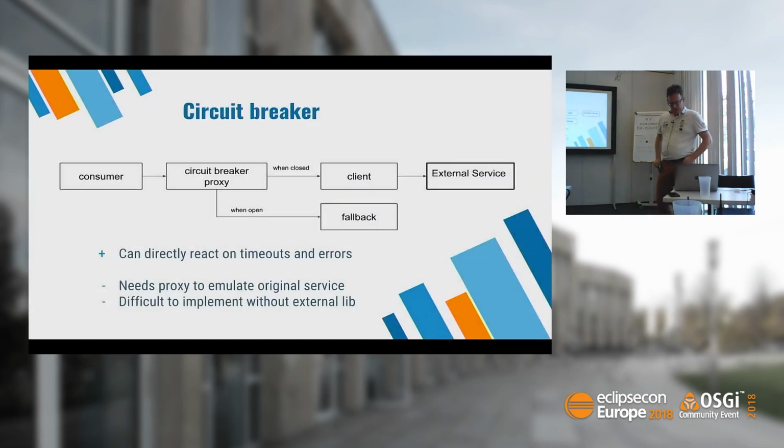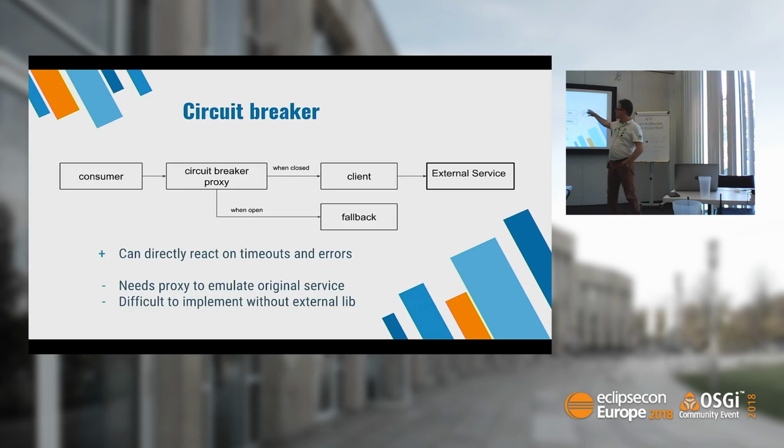Another popular pattern, especially in the cloud, is the circuit breaker. It is typically done in a way like this. So you want to talk to some external service. Your consumer wants to talk to that. You typically have a client for that to access the external service.